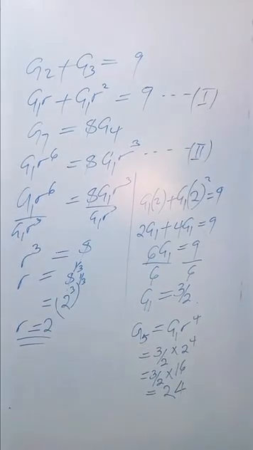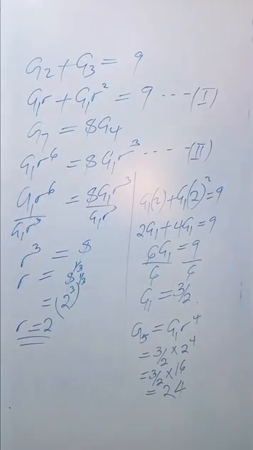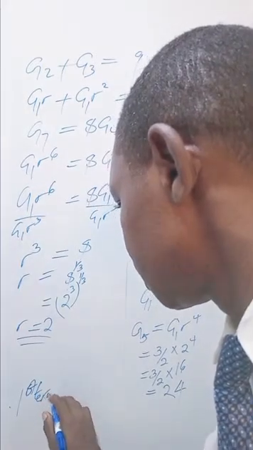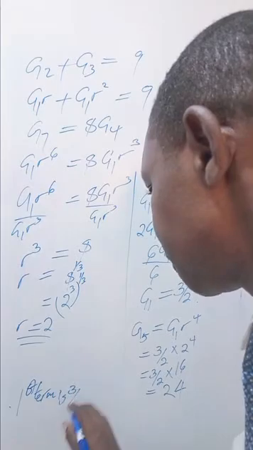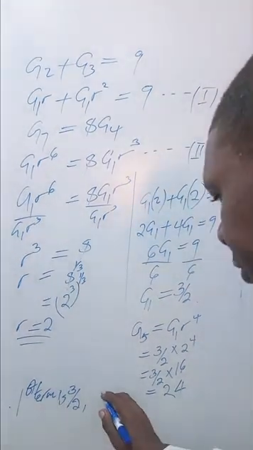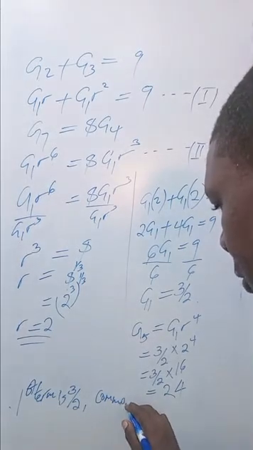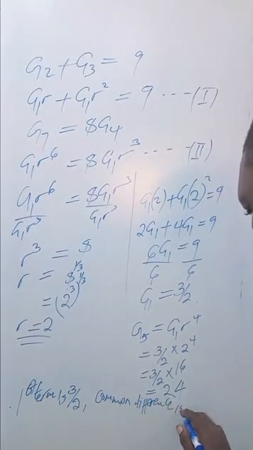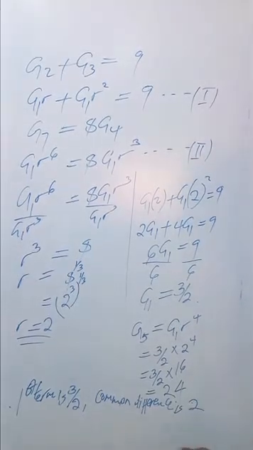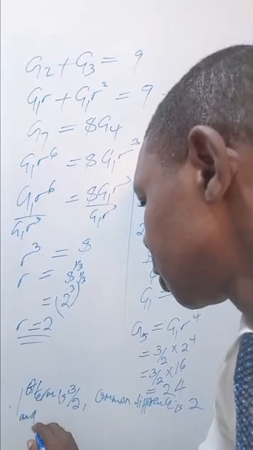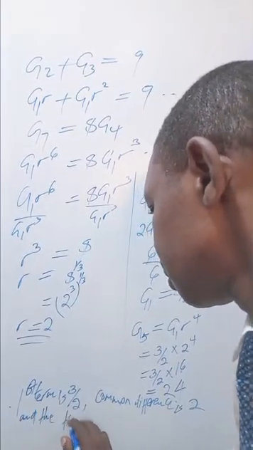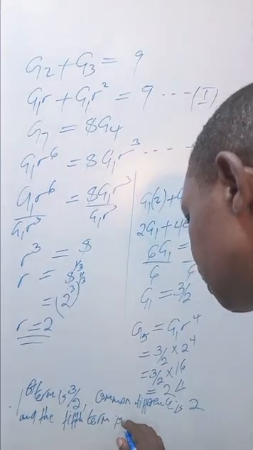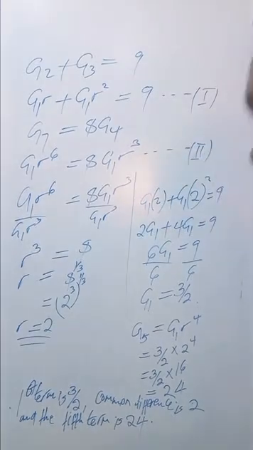So therefore, here's the conclusion. Therefore, the first term is 3 over 2, then the common ratio is 2, and the fifth term is 24. So these are our answers.